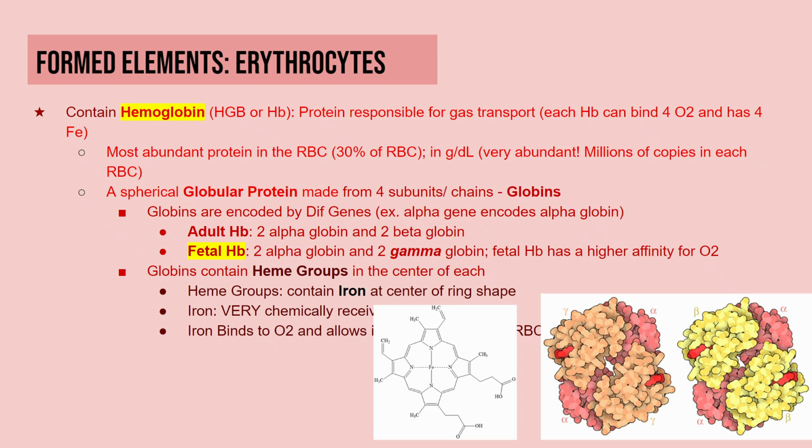Just by having the different globins for fetal hemoglobin, you can increase its affinity for oxygen. So when you're a fetus receiving oxygen from an indirect source, the mother, it's easier for the fetal hemoglobin to grab onto that oxygen.